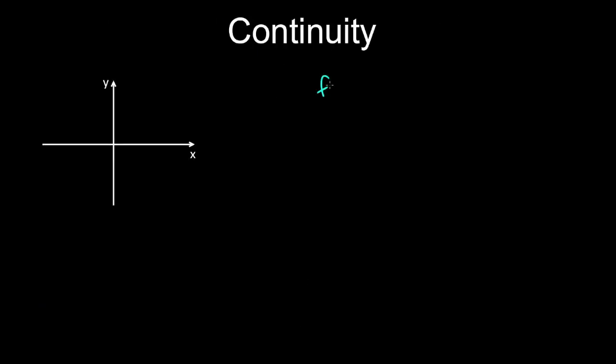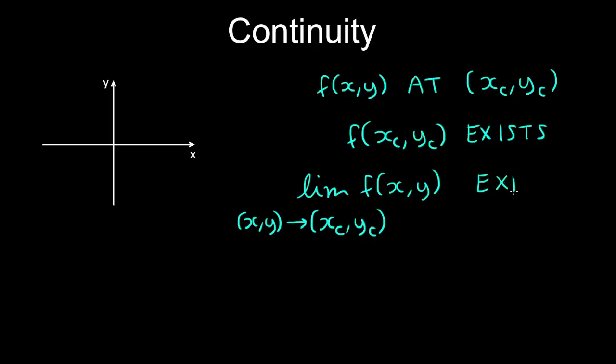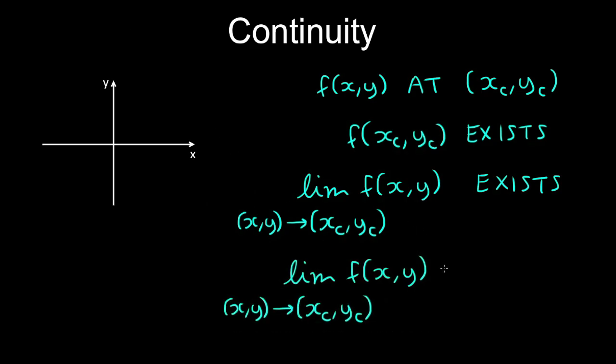Continuity of functions of two variables is defined in a similar way to functions of one variable. So a function of two variables is continuous at the point with coordinates xc, yc if the function exists at that point. So f of xc, yc exists, and the limit of the function as x, y approaches point C also exists. And the third condition is that the limit is equal to the value of the function at point C.